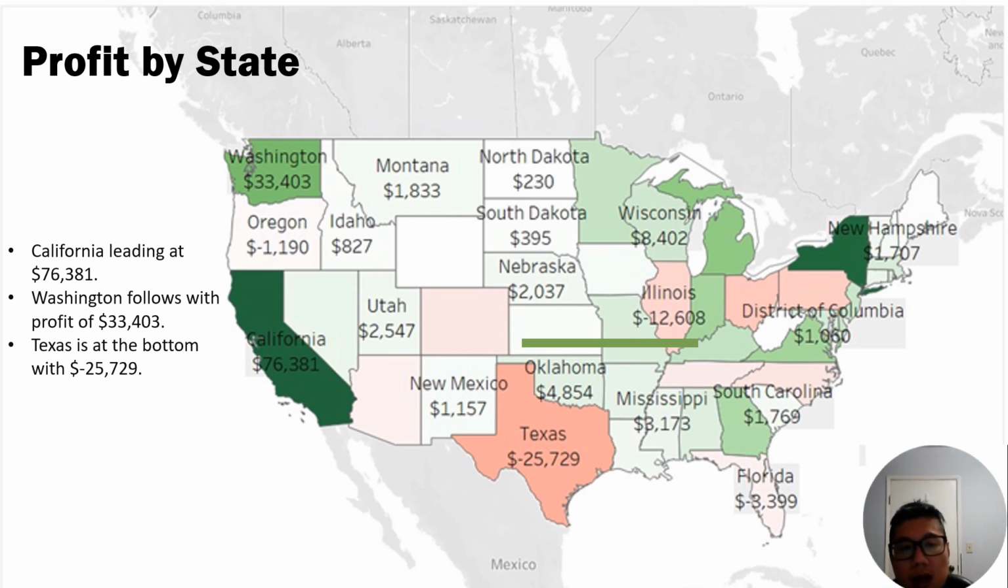Now we're looking at the profit by state of the US. The color showing here is, with the green one is the highest profit and the pink one is lower profit. The state of California is leading at $76,381, while in contrast Texas is minus $25,729.